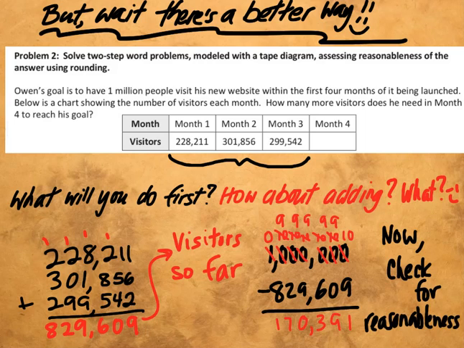Now check for reasonableness. Well, how do you do that? And this is the part where things kind of start to fall apart for some kids. Not because the math is difficult, but because they think they should be rounding their answer. Never round your answer. I know there are still 2 of you who are thinking, wait, do I round my answer? No, you don't round your answer. You have to round the numbers before you create your answer.